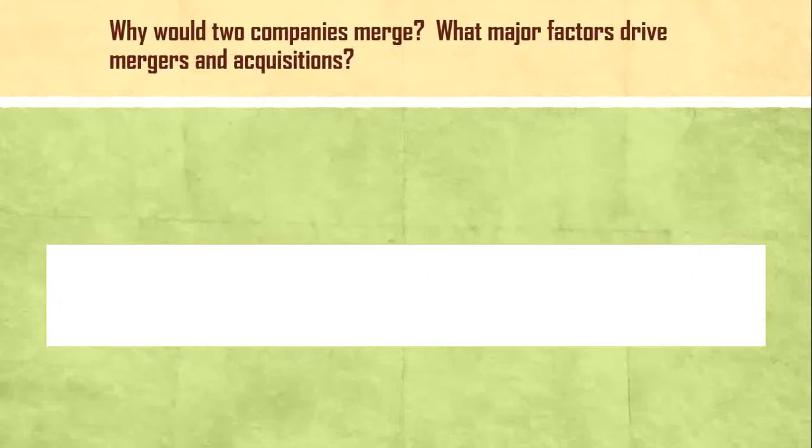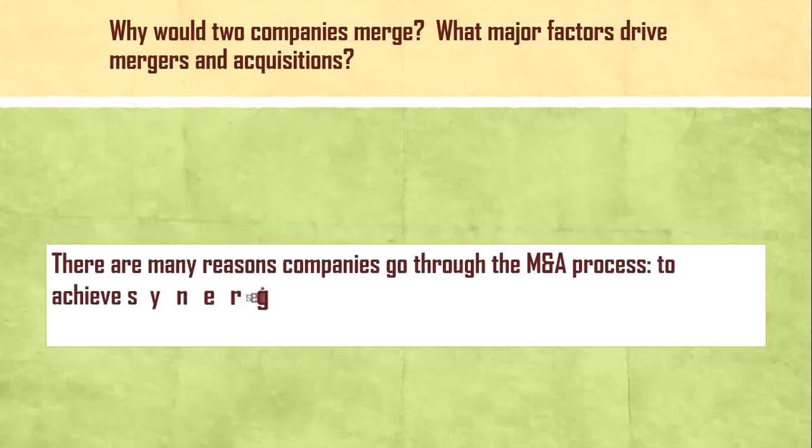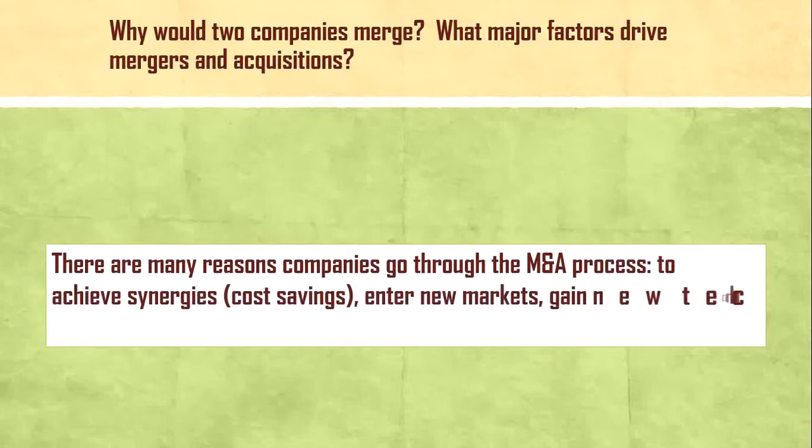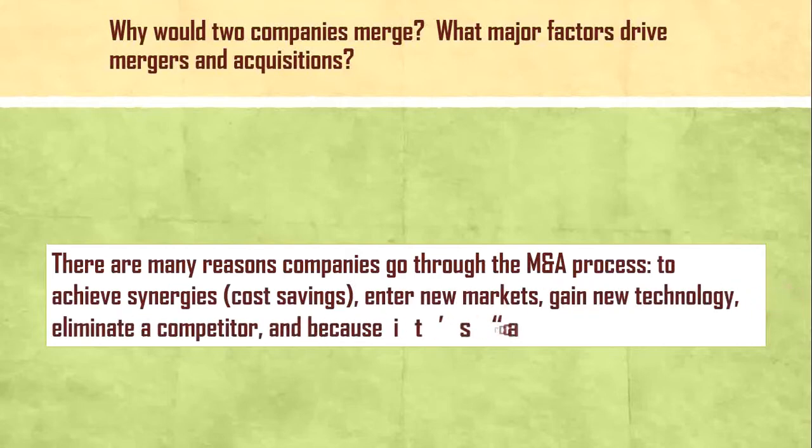Why would two companies merge? What major factors drive mergers and acquisitions? There are many reasons companies go through the M&A process: to achieve synergies, which means cost savings, enter new markets, gain new technology, eliminate a competitor, and because it's accretive to financial metrics.